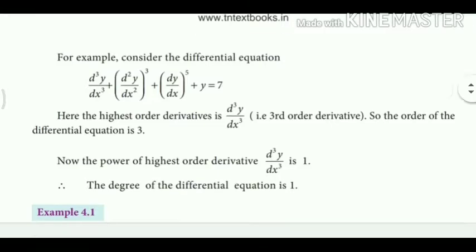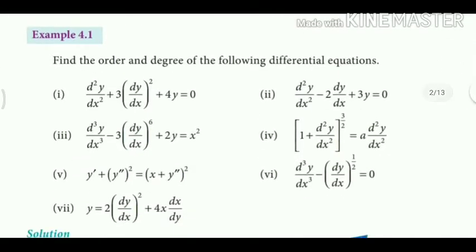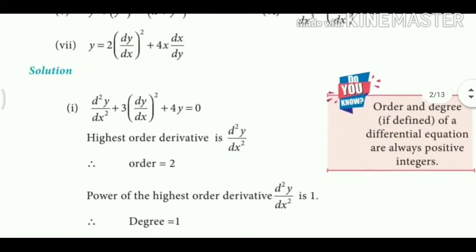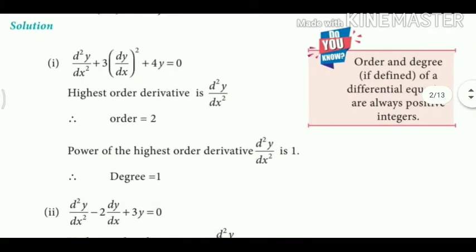Okay, so here nearly 7 sums are given. The first one is d square y by dx square plus 3 dy by dx plus 4y equal to 0. This is the question. Now we are going to see about the solution for this.